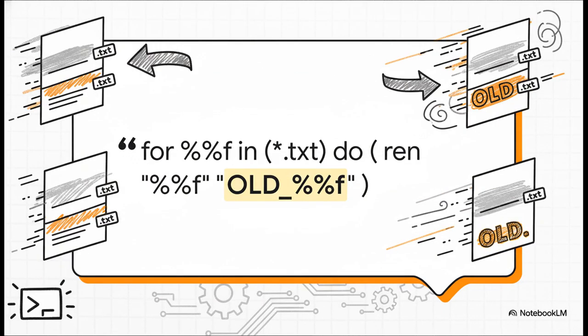Oh, this one is a massive time saver. Have you ever had to rename like dozens or even hundreds of files? It's the worst. This script just uses a for loop to find every single .txt file in a folder and bam, instantly adds a prefix like old underscore or archived underscore to the front of the name. A job that could literally take you an hour of tedious clicking is done in, what, less than a second?